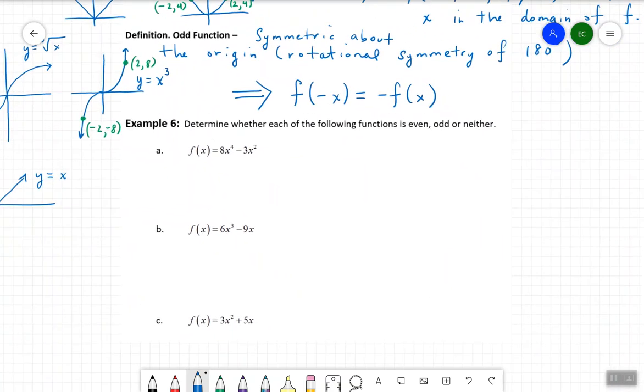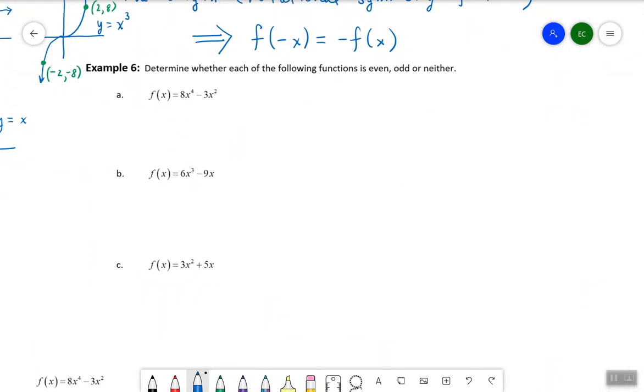Okay, so let's go on and let's try this example. It says determine whether each of the following functions is even, odd, or neither. And the way we want to do this is algebraically. Probably that should be in the directions. I'm not sure if it's in the directions in the homework or not, but that's the expectation.